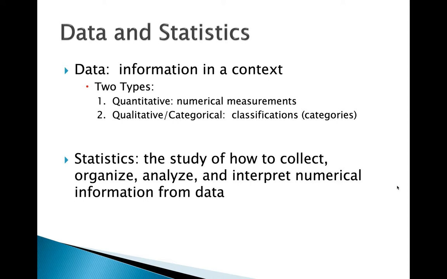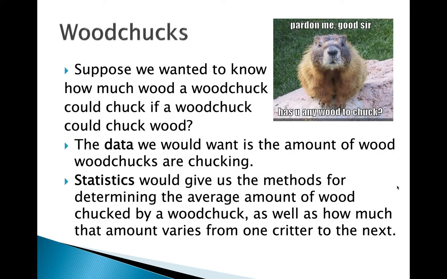There's actually two types of data. And remember, data is that information in a context. If you don't have the context, you don't have data. There's two types: quantitative, or numerical measurements, and then qualitative, or categorical data, those classifications or categories.